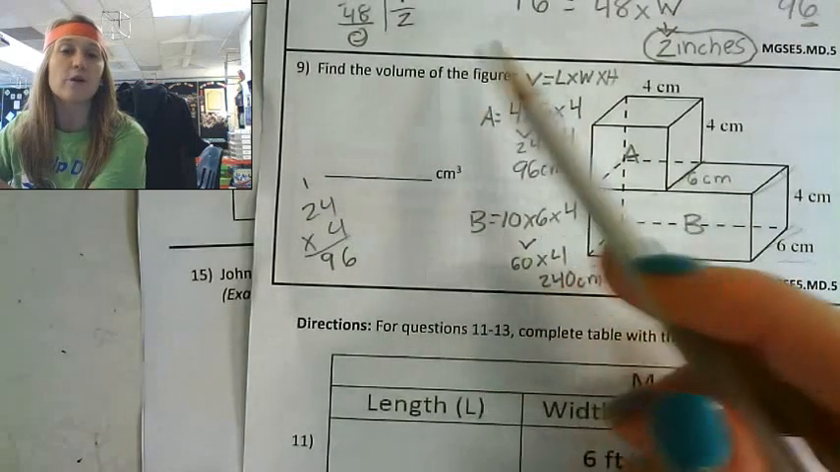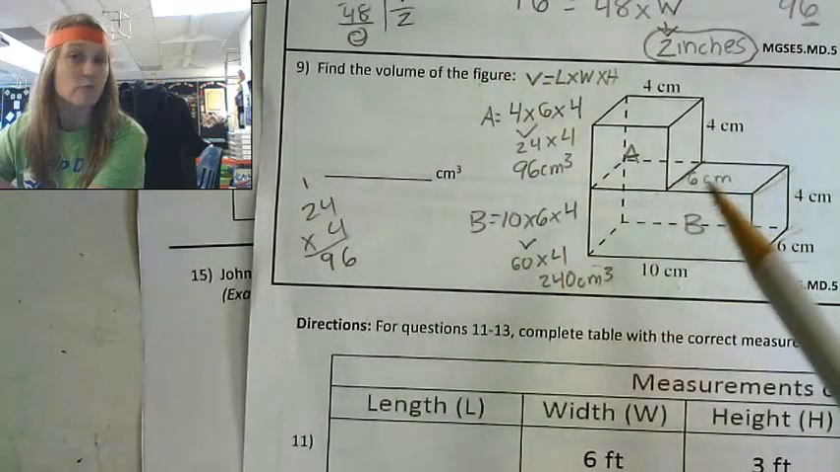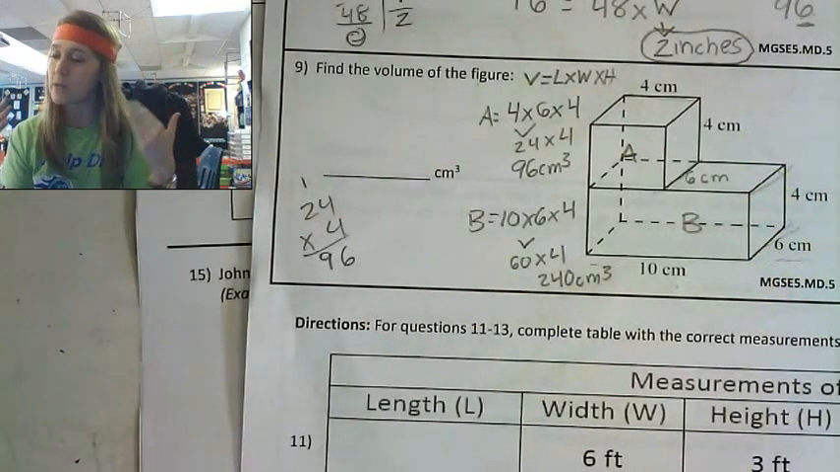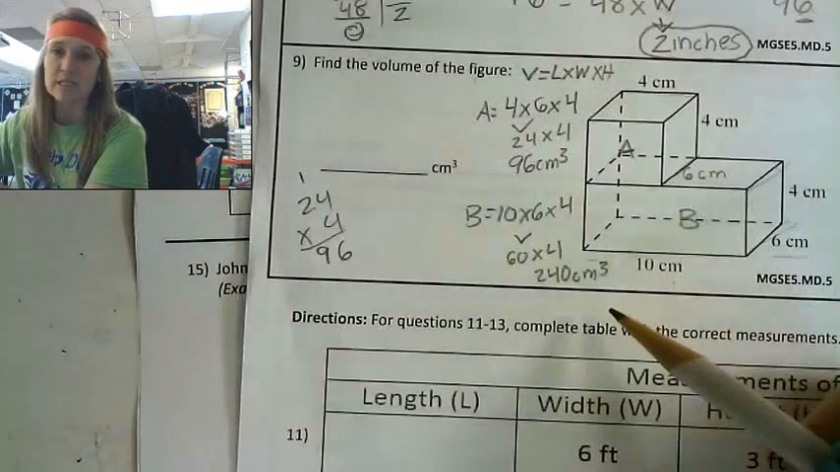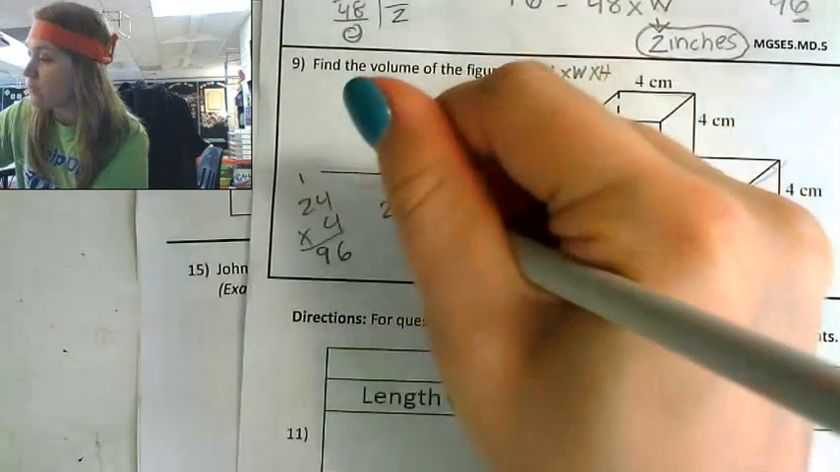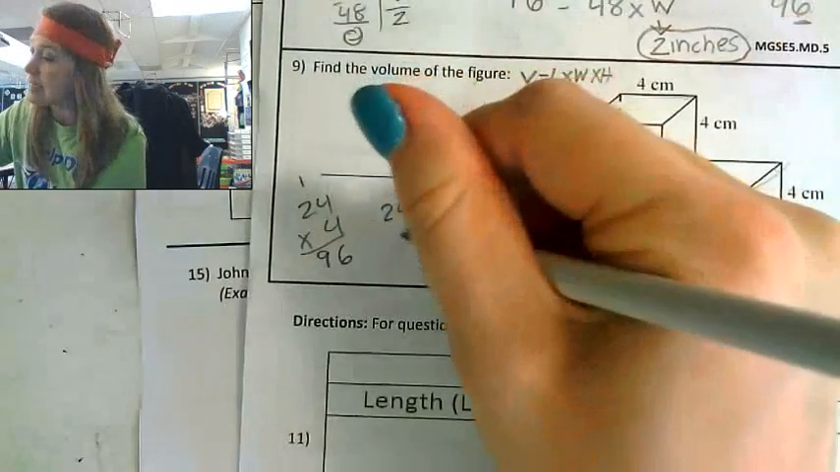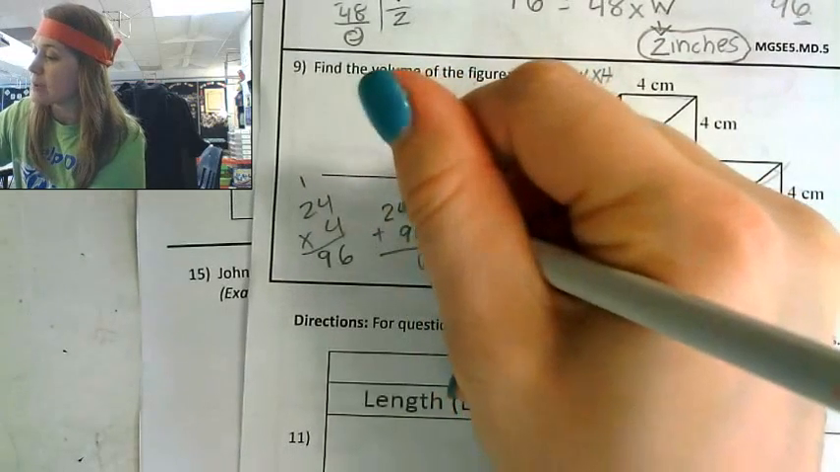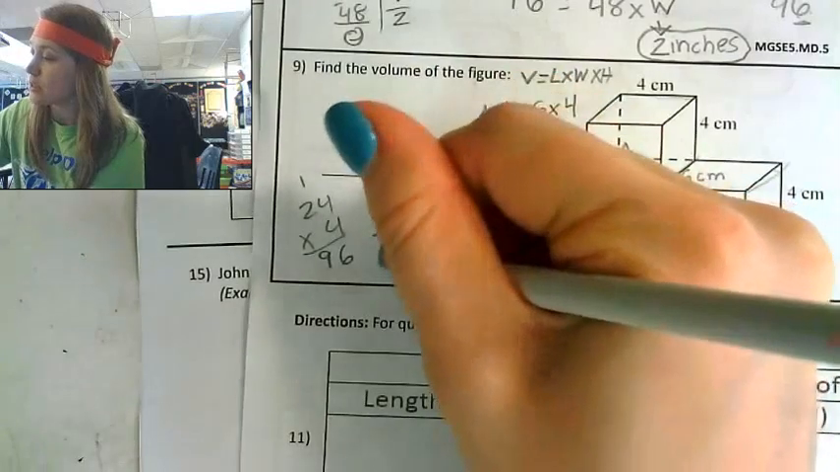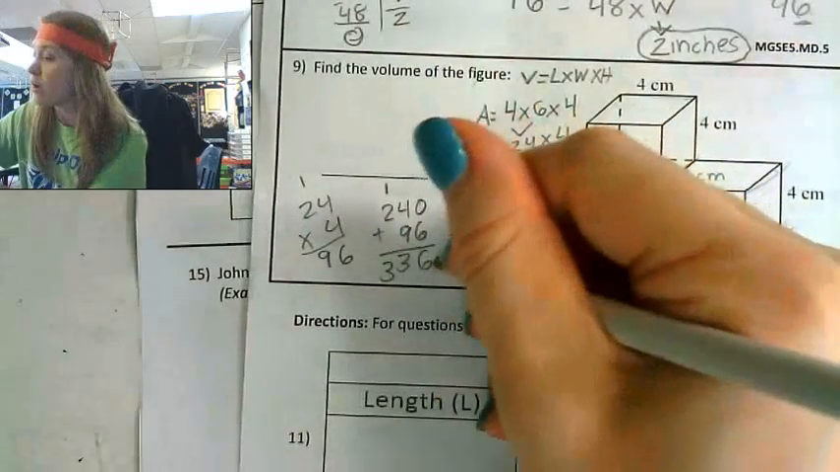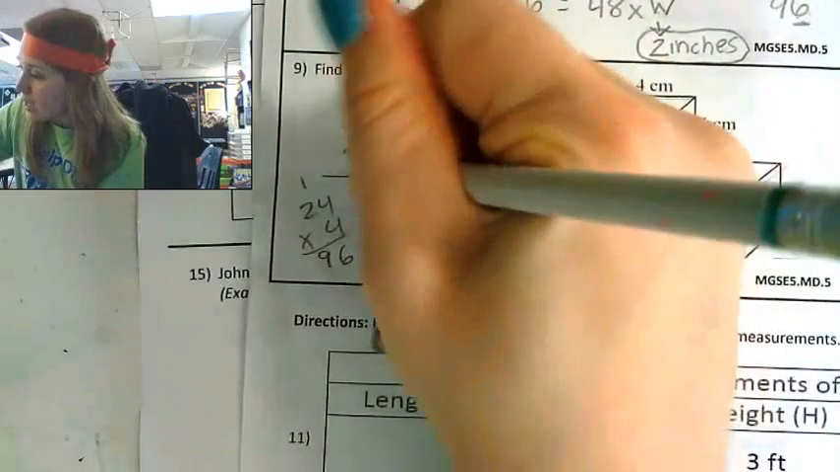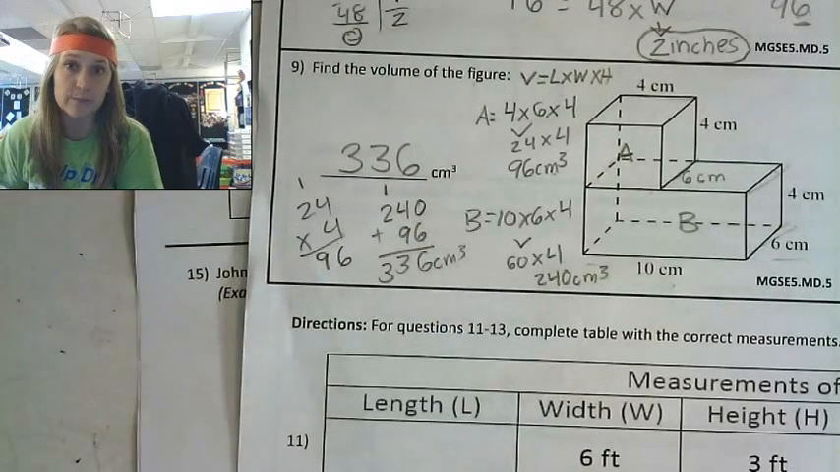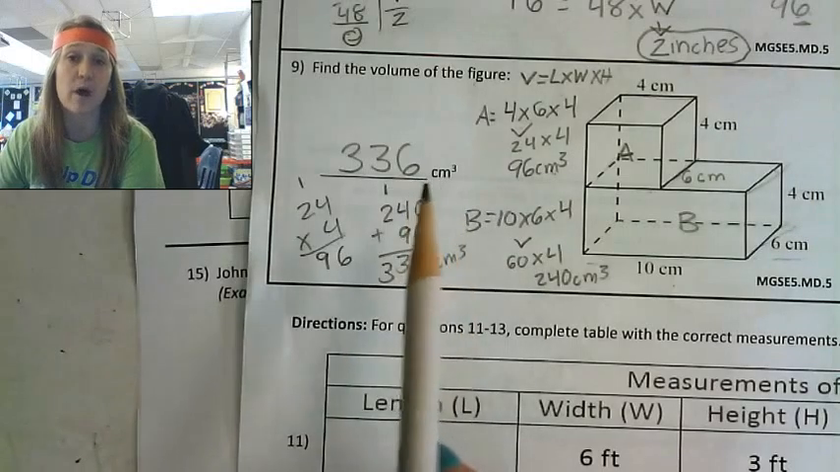To find the volume of the composite figure, right? It's tricky. It's trying to trick us, but we're not going to let it because we're Ninja Warriors, right? So I have to add my two volumes together. So I'm going to take 240 plus 96. 0 plus 6 is 6. 9 plus 4 is 13. 2 plus 1 is 3. So my total volume is 336 centimeters cubed. It's a lot of work for this problem, right?